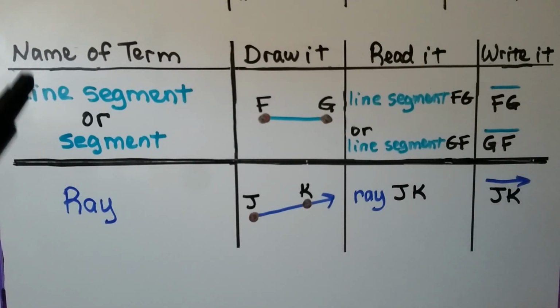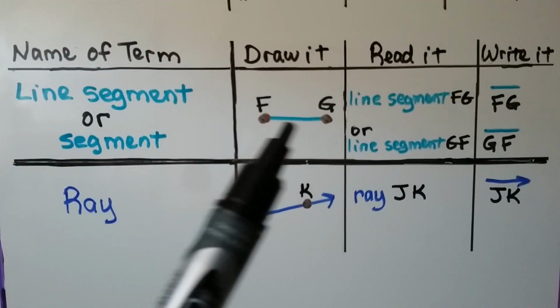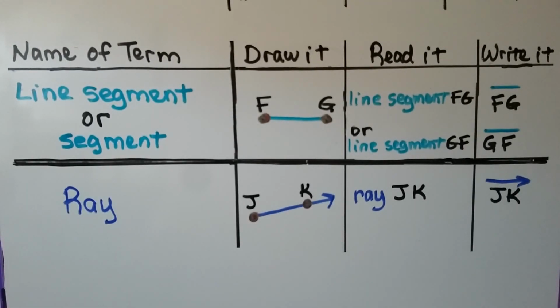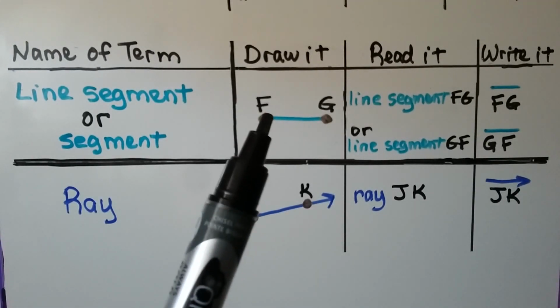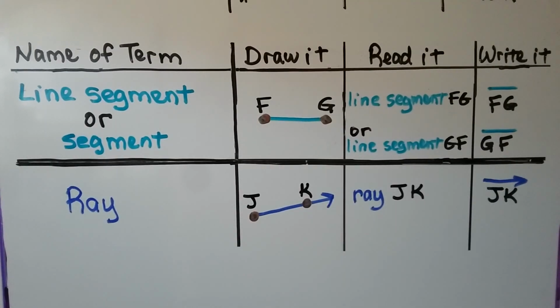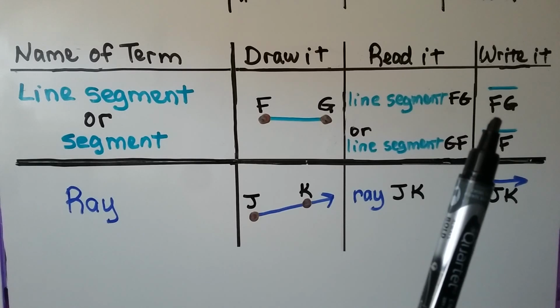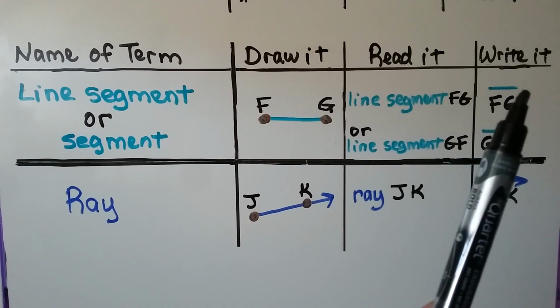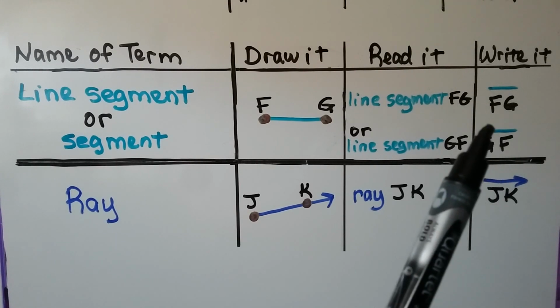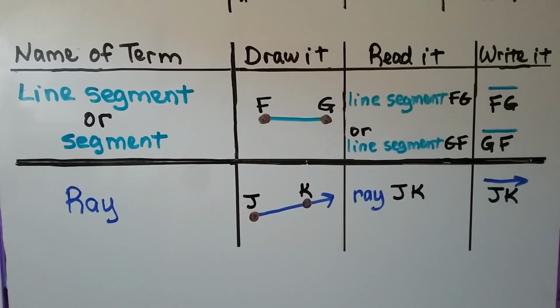For a line segment, or sometimes they're just called segments, we would draw it like this. It's got an endpoint here and an endpoint here, and it's labeled with capital letters, and we can read this from left to right or right to left. We can read it as line segment FG or line segment GF. And we would write it with the name of the points, FG, with just a plain bar over the top, no arrowheads. That's for lines, not line segments. We can also write it as GF going the other direction and just put a bar over the top.